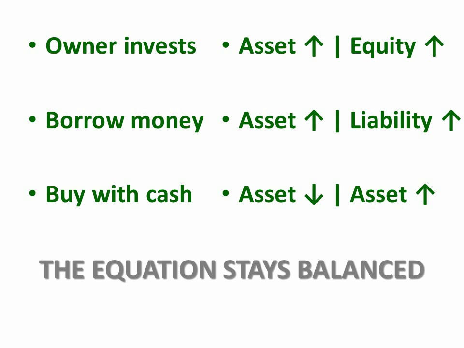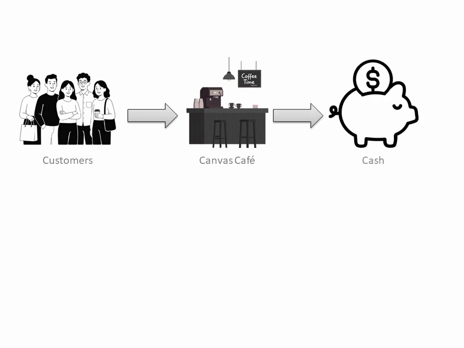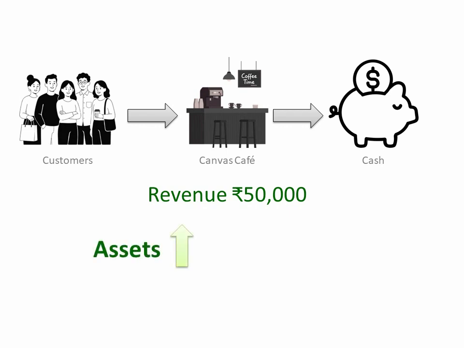Now, our cafe finally opens and the customers start coming in. Suppose the cafe earns 50,000 rupees in revenue. The business receives cash. So, assets increase by 50,000 rupees. But this isn't alone. And it isn't money the owner personally puts in. The business earned it. That earning increases the owner's equity. So assets increase and the owner's equity increases.